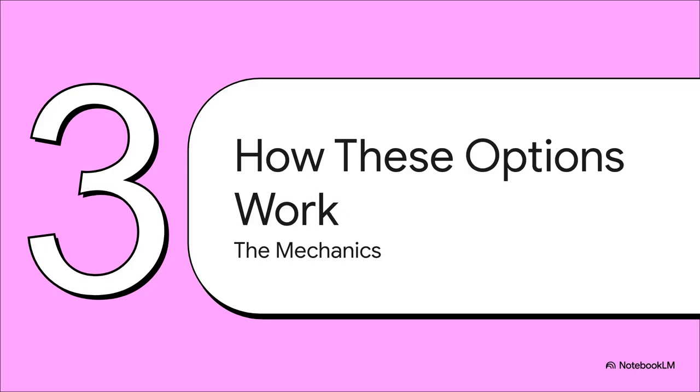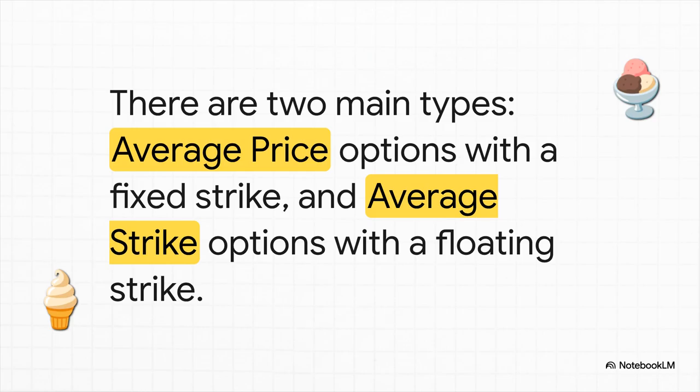Okay, so now we get why these things exist. Let's peel back the layers and see how they actually work under the hood. It turns out they basically come in two main flavors. The most popular one is the average price option. It's pretty straightforward. You take the average price of the asset over time and you compare it to a strike price that was set in stone from day one.